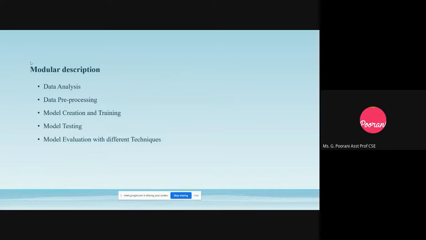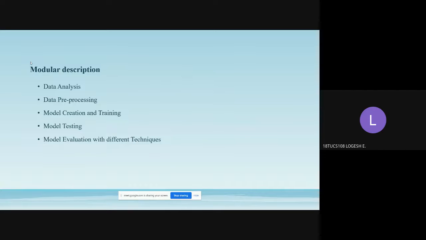Okay, model creation and training, testing. So these are all the modules, right? Yes, ma'am. So you have to list it as a list of modules. It should not be like a modular description. Okay, ma'am, we'll change it.